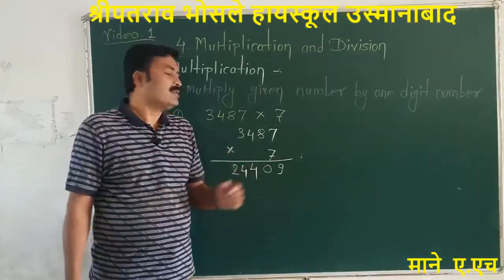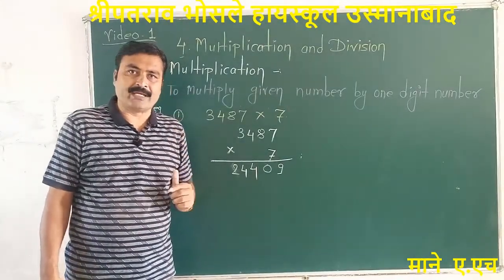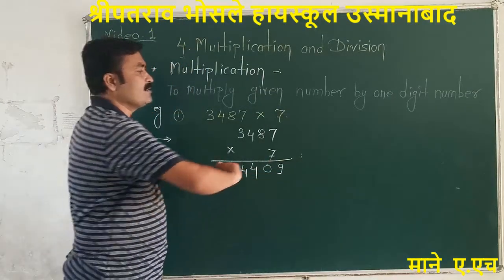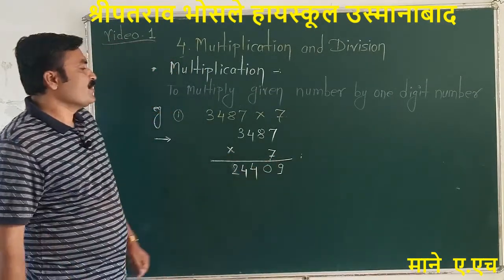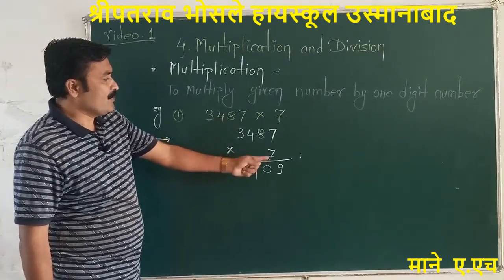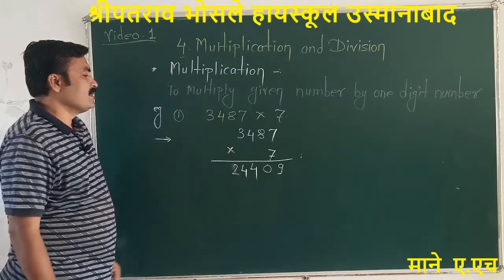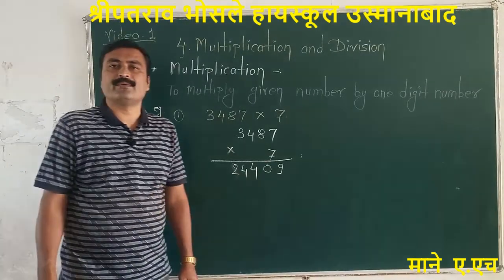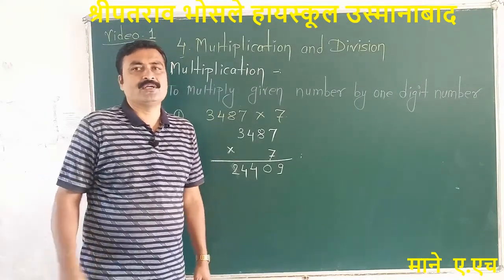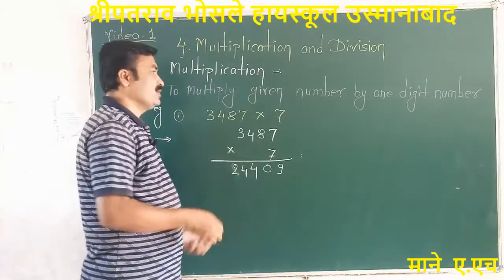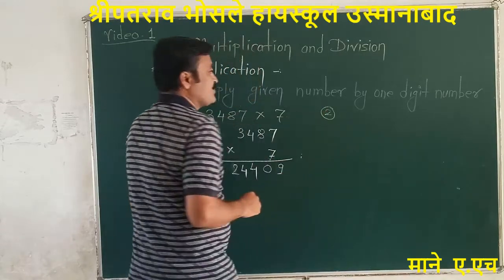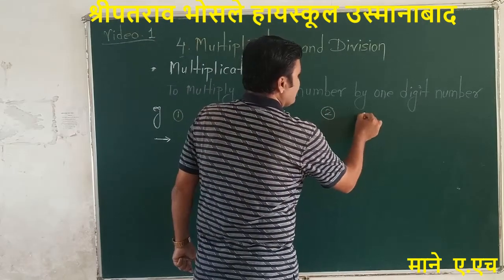It is important here, if you are not able to keep the carry in your mind, then you can write the carry outside, at the side of the example. So when we complete this multiplication process by 7, we get the answer 24,409. Such a process we have learnt in 3rd standard. Once again, with the help of a second example, I am explaining the process here.